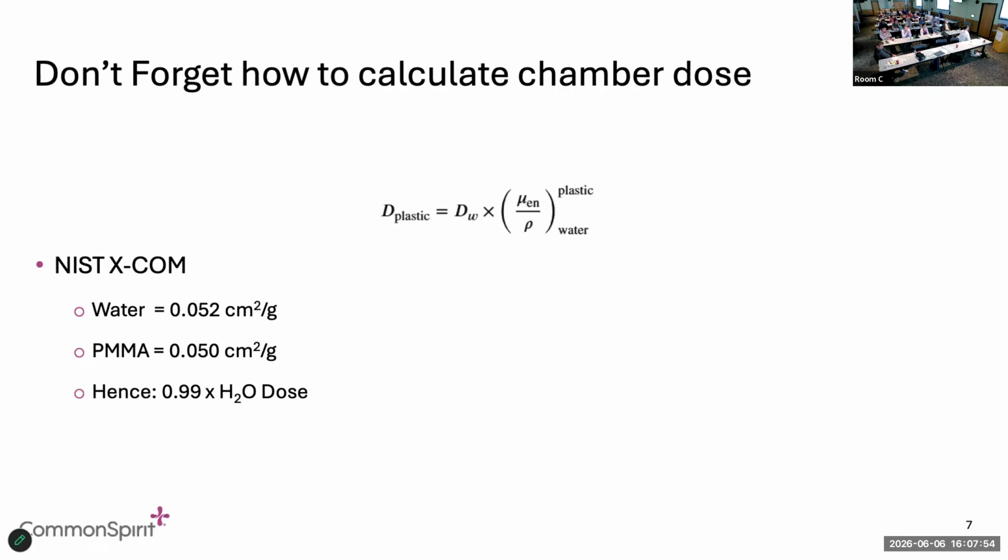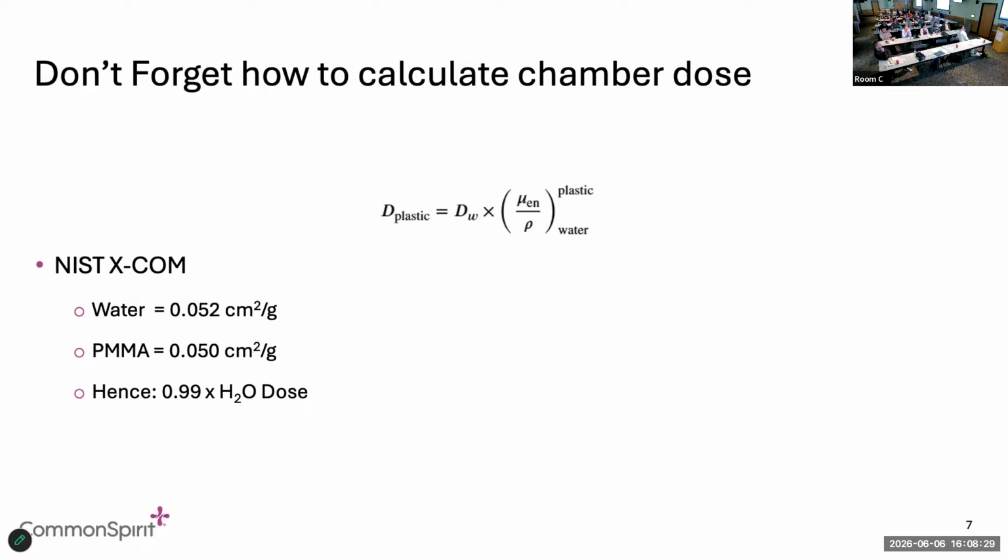And let's see. And then I have listed here the NIST XCOM mean mass attenuation coefficient for water and PMMA. And so we can say that, don't forget that the dose to a medium is calculated with this. So depending on what you're doing, for example, if you're overriding the density of PMMA, the entire range, then you're calculating to a medium.